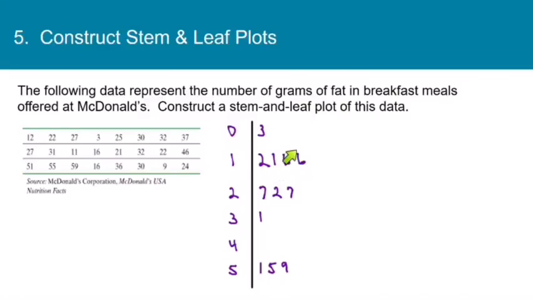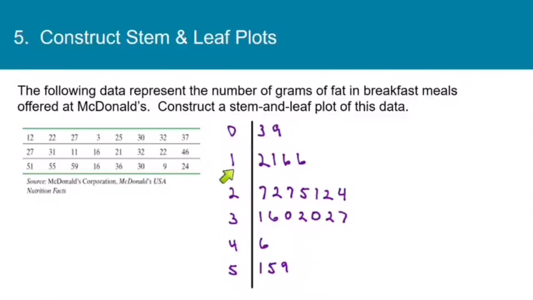Where if we only put the 6 down one time, nobody will know that there were originally 2 16s in the data. So do put the leaf down for each individual number in your data set. And then 25, so we'll have a 5 here. 21, so we'll have a 1 here. And 36, so we'll have a 6 here. Then 30, 32, 30 again. 32, 22, 9, so on the 0 line we'll have a 9, and 37, and 46, and 24.